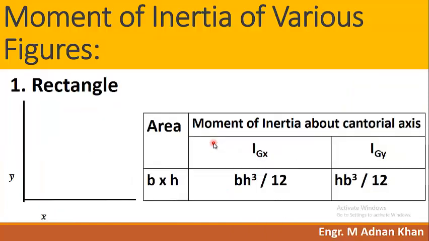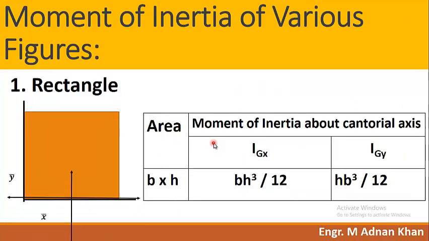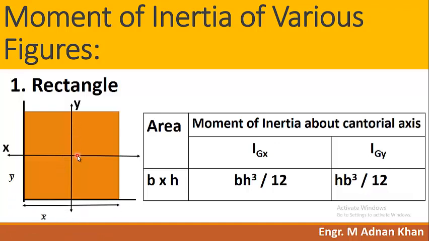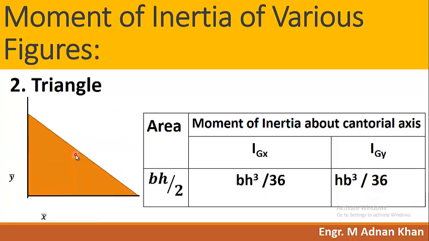First of all, we have a rectangle and centroidal axes have been drawn. Centroidal axes are those which pass through the center or centroid of the figure. The horizontal axis is the x-axis and the vertical axis is the y-axis. This is the base or breadth b of the rectangle, and the height is represented by h. This is the y dash, and this is the centroid of the figure, that is the center of gravity of the rectangle.